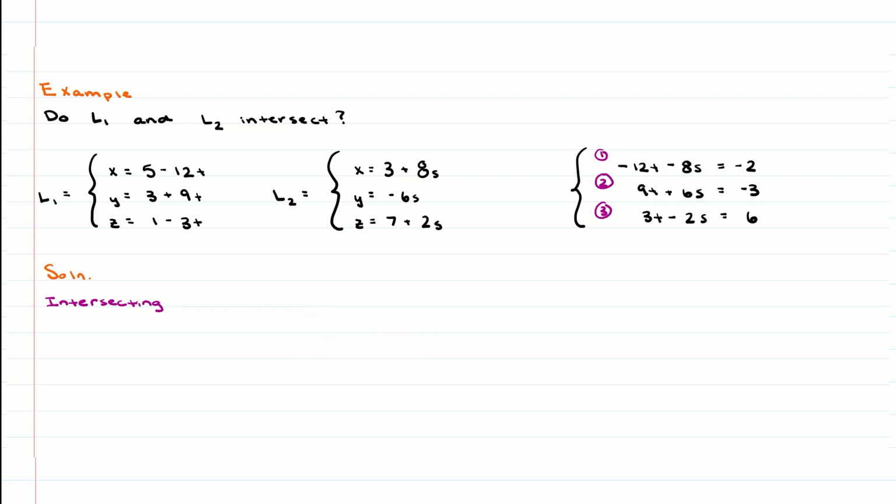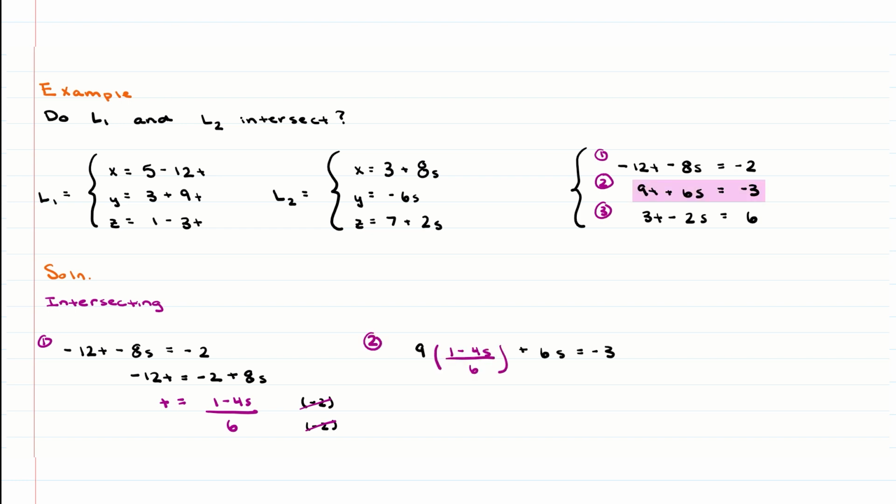So let's start solving our system of equations, and we'll start with the first equation. We'll solve for t first, so let's add 8s to both sides. And then we'll divide negative 12 on both sides to get t equals negative 2 plus 8s over negative 12. Now we can actually factor out negative 2 from the numerator and the denominator, and that'll leave us with 1 minus 4s over 6. So we found t as 1 minus 4s over 6, and we'll plug that into the second equation in our system to get a value for s.